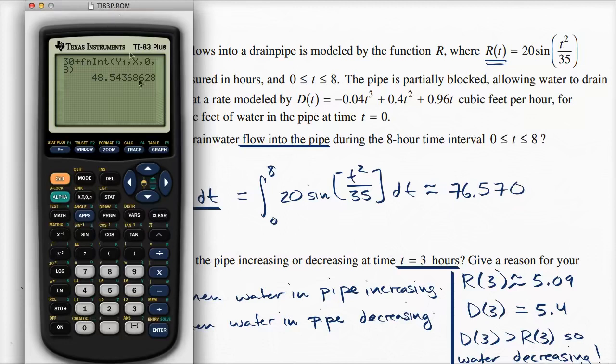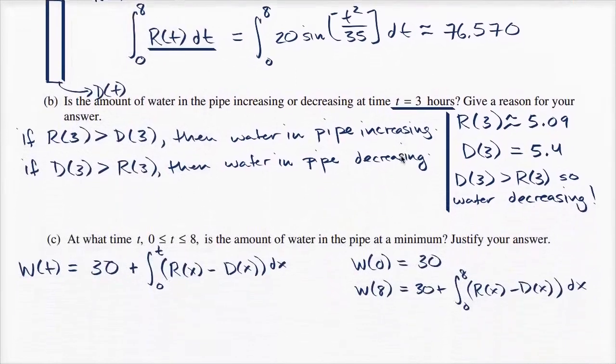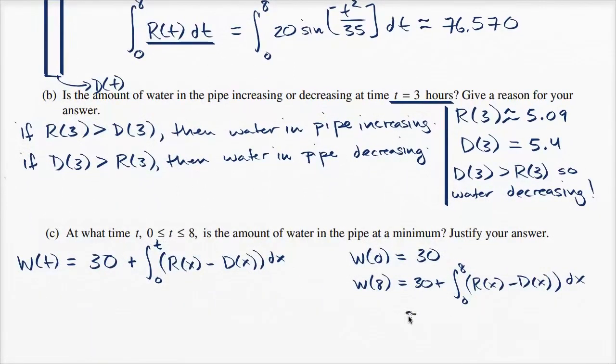So let me write that, 48.544. So this is approximately 48.544 cubic feet. And now let's see if there's any point in between where W hits a local maximum point, or a local minimum point, I should say. I think I said a local maximum earlier on. I should say a local minimum point.